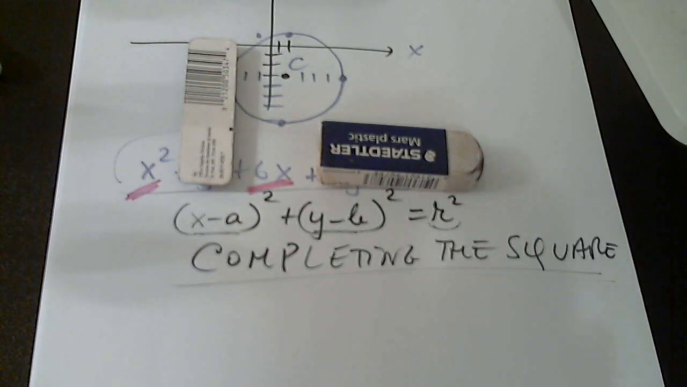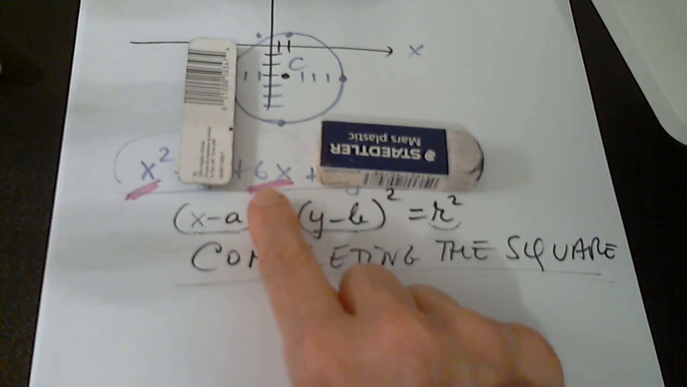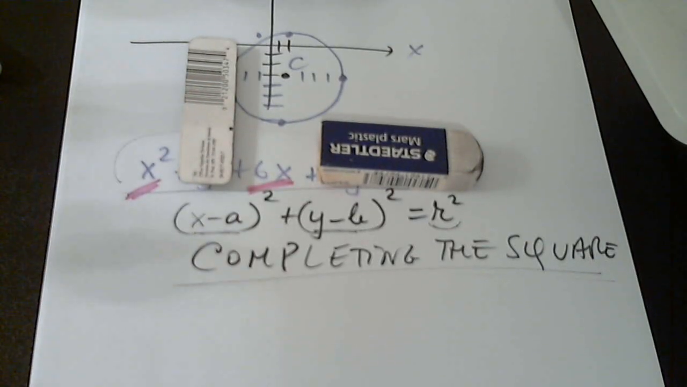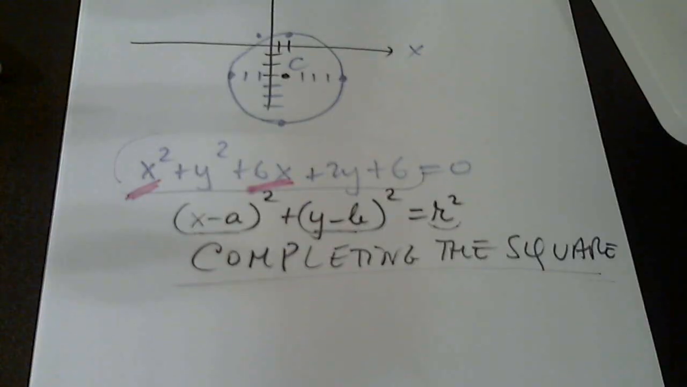Remember the procedure. Identify the middle coefficient. What is the middle coefficient? 6x. The middle coefficient, just the coefficient. It's 6. We divide that by 2. What do we get? 3. Now we have to square that number. When we square 3 we get 9. This is exactly what we need to add.